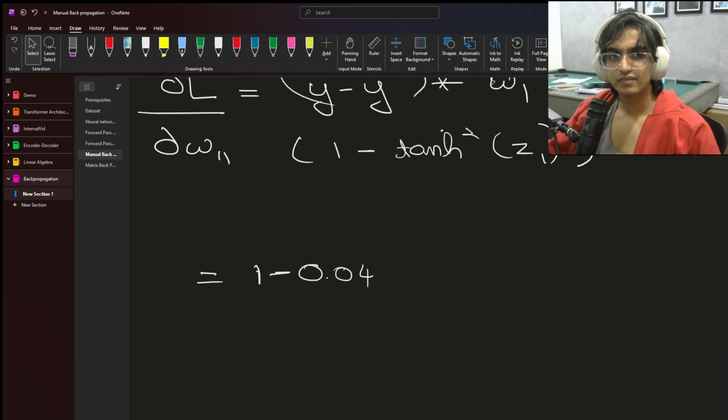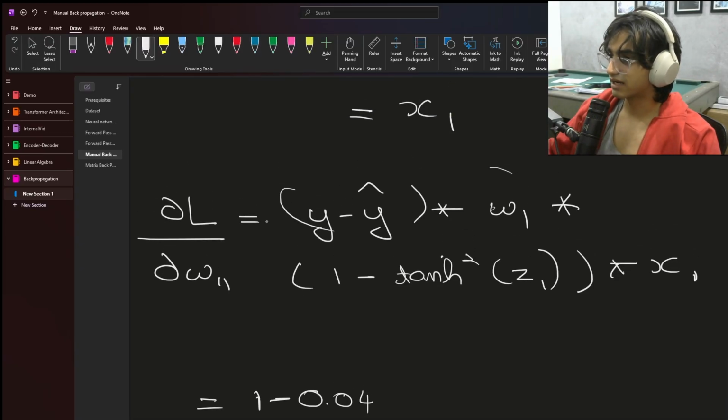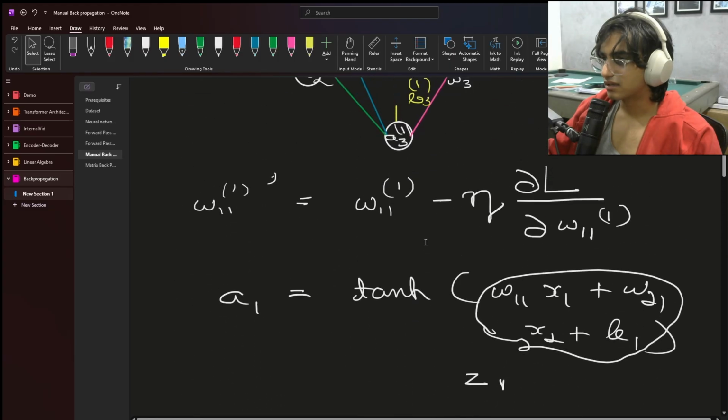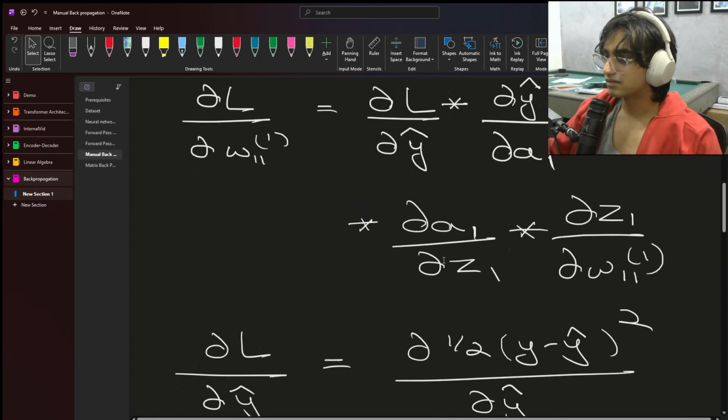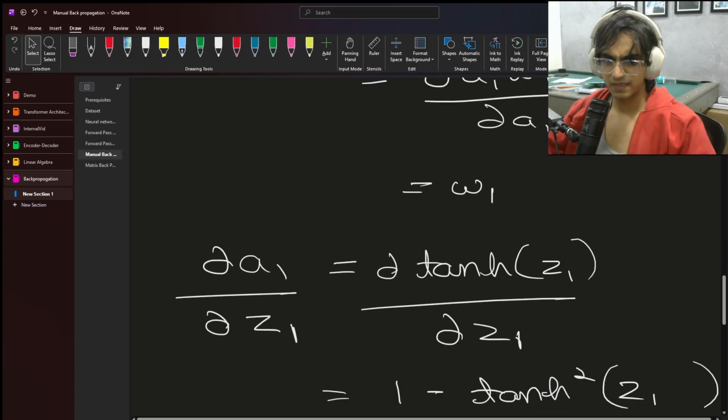Then it's going to be, oh, wait, hold on. I made a mistake. Sorry. This is going to be -1. It's the partial derivative with respect to this. So this is the negative of y minus y cap. Sorry about that.